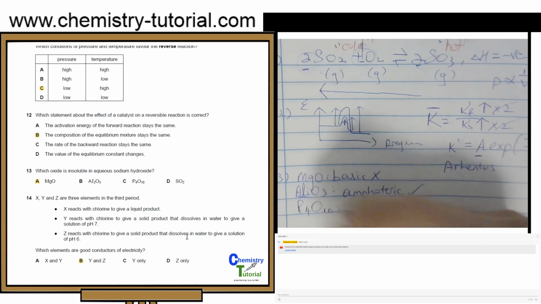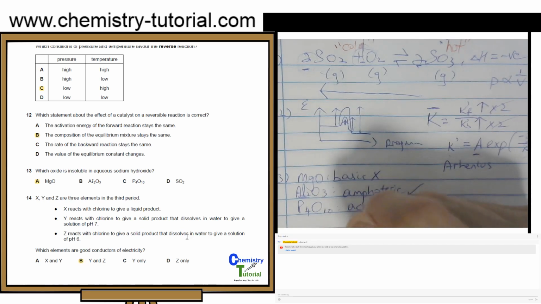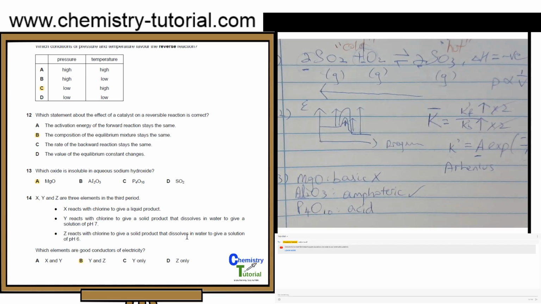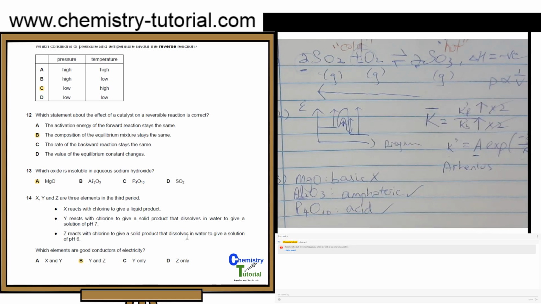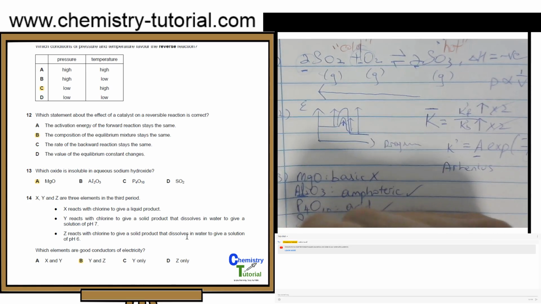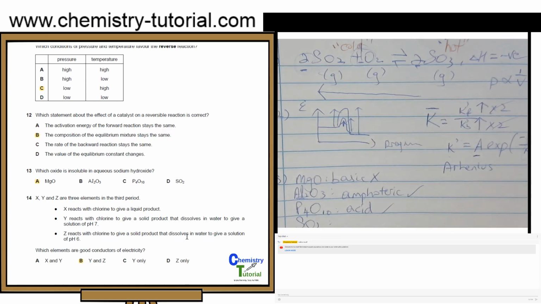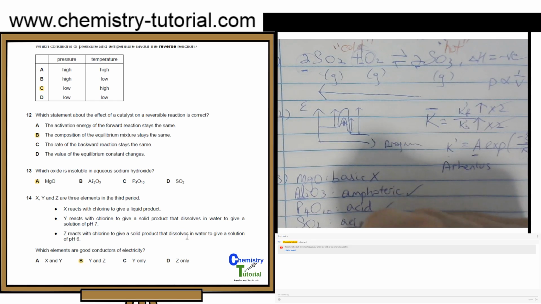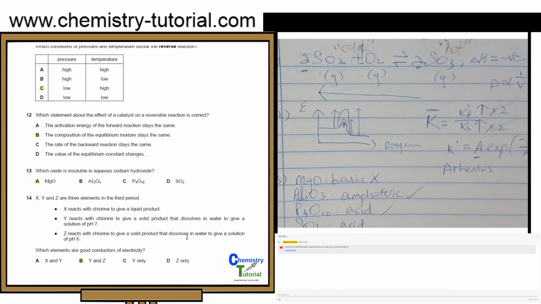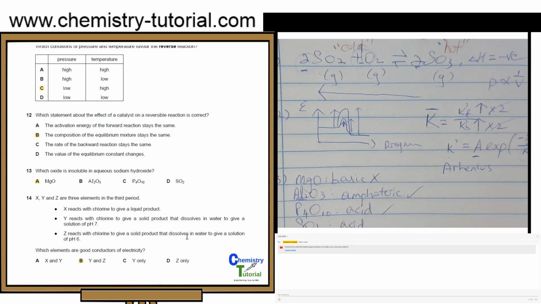P4O10 is a non-metal oxide, so it is an acidic oxide. And acidic oxide will react with a base. SO2, sulfur dioxide. This is an acidic oxide because it's a non-metal oxide. So therefore, acidic oxide means it will react with a base. Hence, the answer is option A. Magnesium oxide will not react or dissolve in aqueous sodium hydroxide.